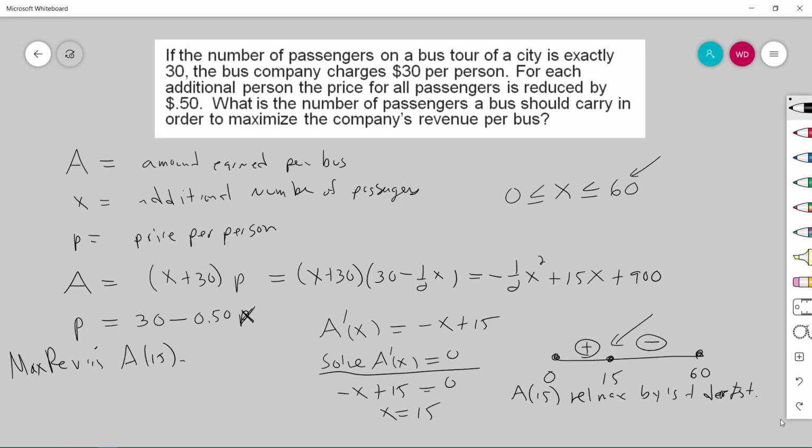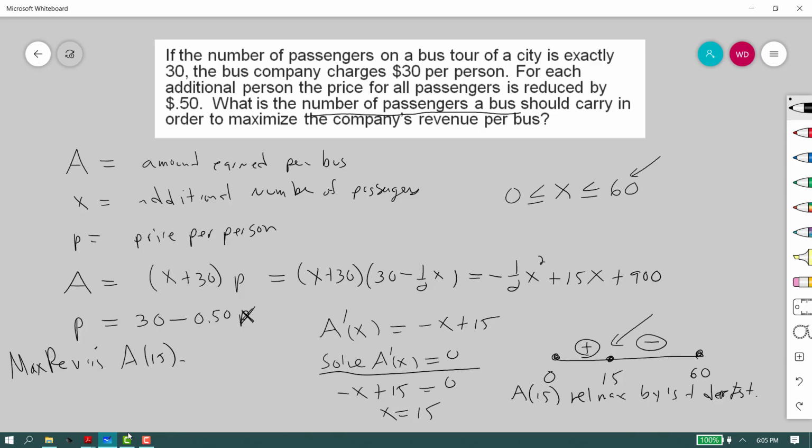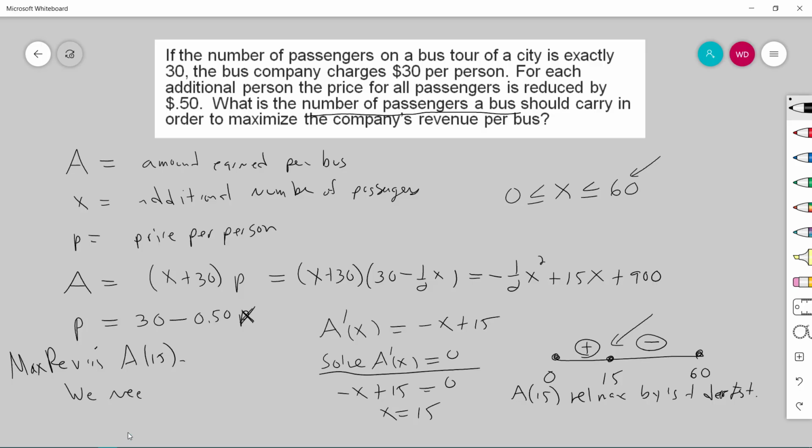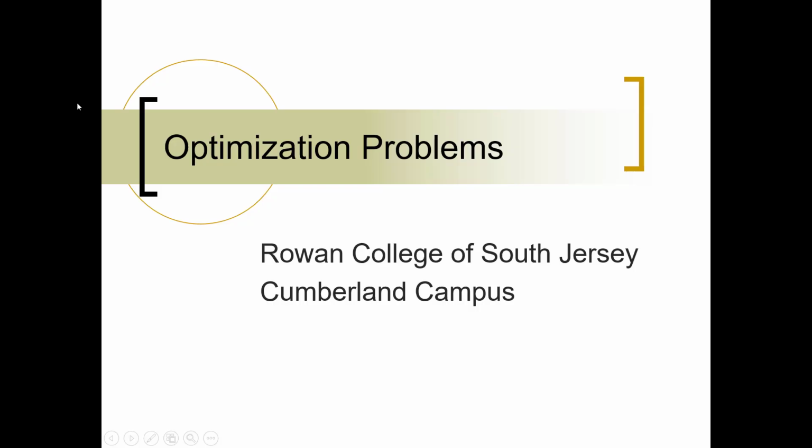We wanted to know the number of passengers on the bus. So the number of passengers is the 30 we start with plus the additional 15 people. So we need 45 people to maximize the revenue. And that's it. And that gives you a basic introduction to optimization problems and solving them with calculus.